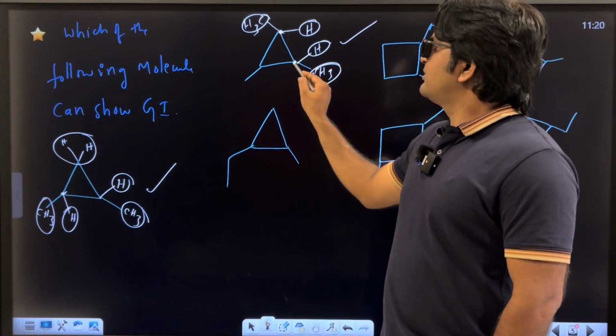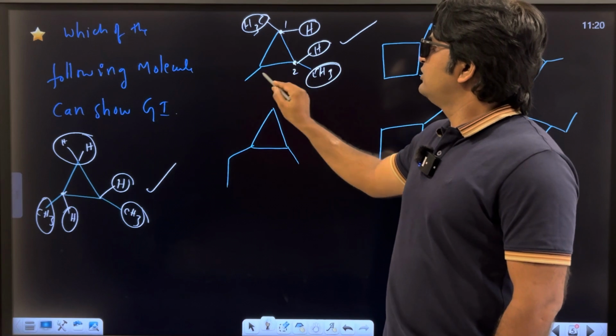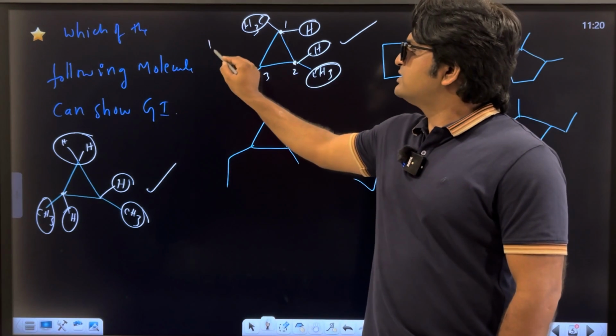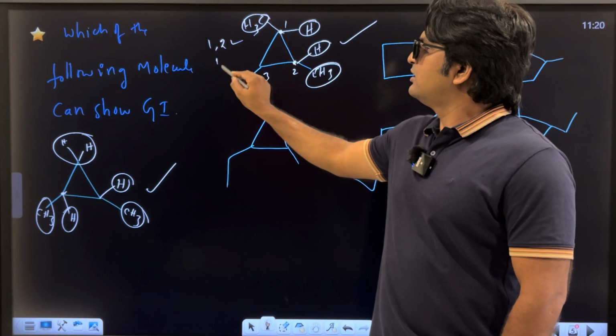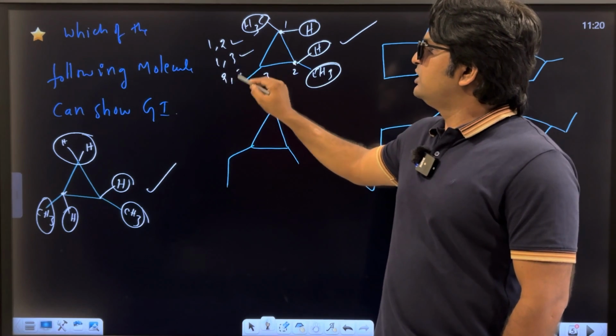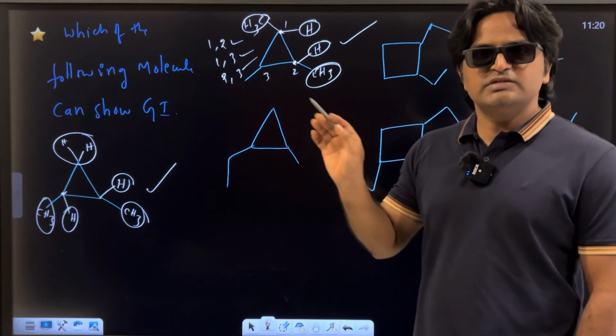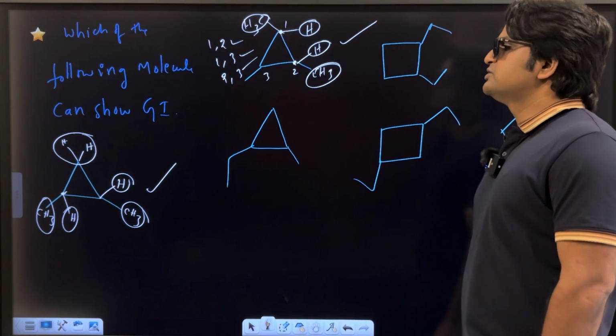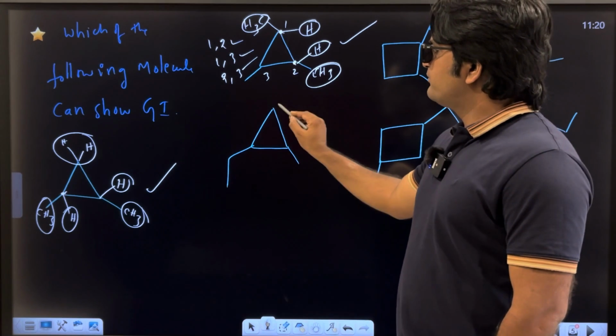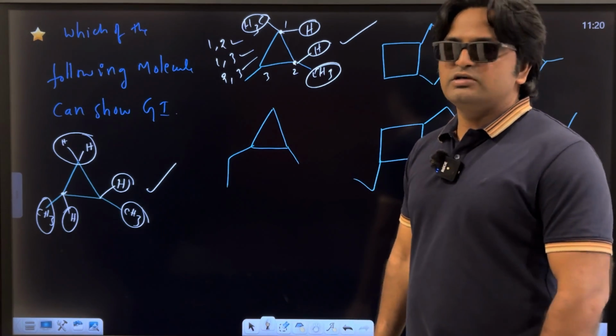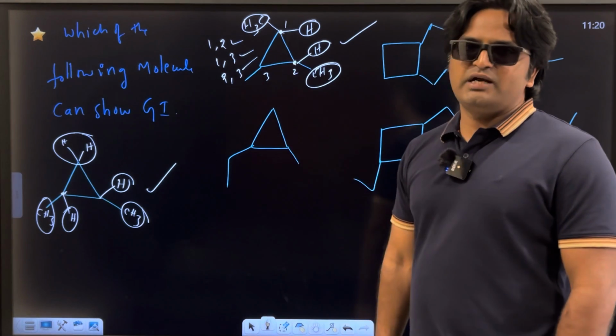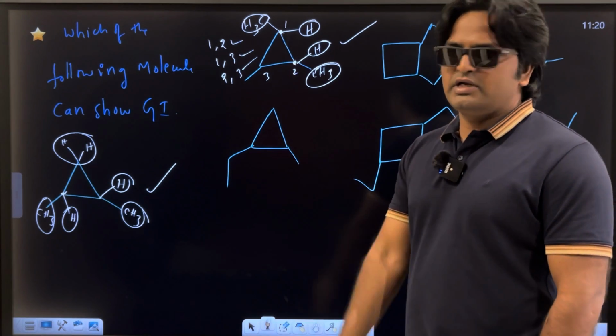Not only these two carbon atoms. For example, 1, 2, 3 carbon atoms. You can select 1, 2 or 1, 3 or 2, 3. This molecule can exhibit geometrical isomerism. Come to this molecule, we don't want this carbon atom. Why? Because here identical hydrogen atoms are present. They are helpless for geometrical isomerism.